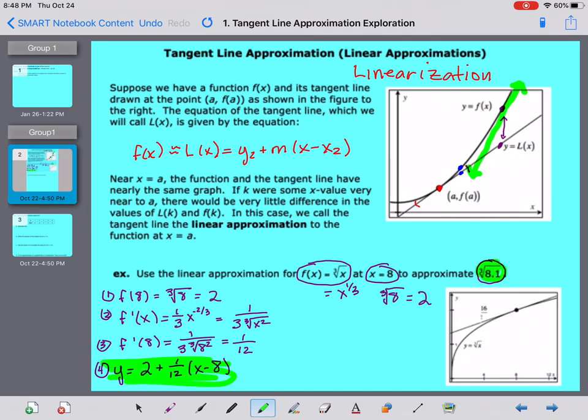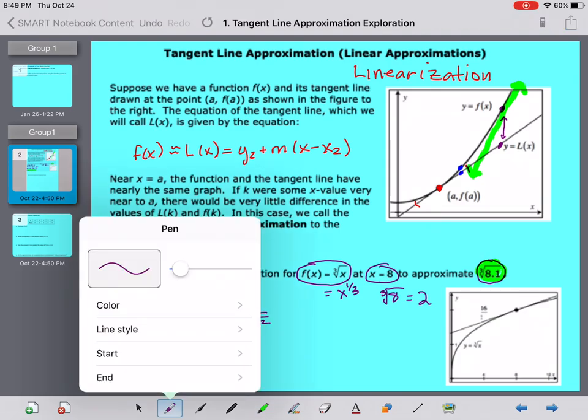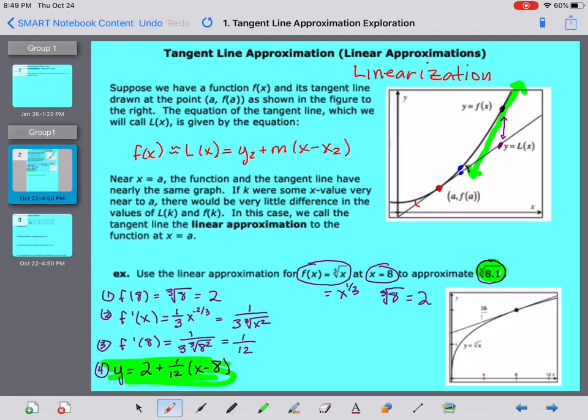What we're going to do is plug in the desired value, that 8.1, into the tangent line and just simply solve it. So I'm going to get a different color. Okay, so next thing I want to do is just plug into the tangent line. So 2 plus 1/12, and the x value that we truly want is 8.1 minus the value in our equation. And then it's really just calculating that by hand. That's easily done. So 2 plus 1/12, and then 8.1 minus 8 gives us 0.1.